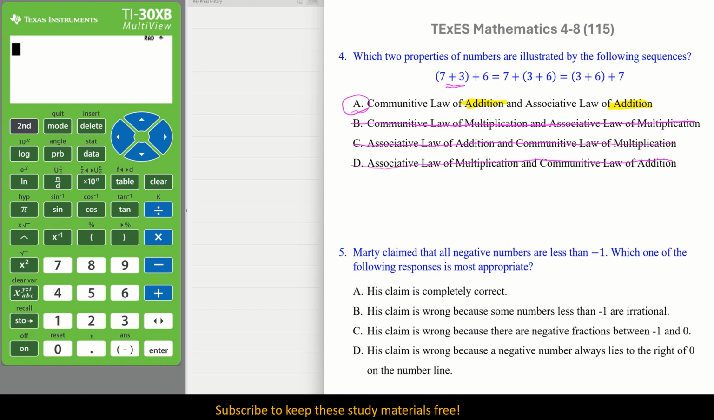But then in the center, our parentheses is shifted. It's not only shifted, the position of the 3 and the 6 have been switched. They're swapped. So between the left-hand side and the center, we have the associative property as well as the commutative property. But let's go over to the right-hand side.